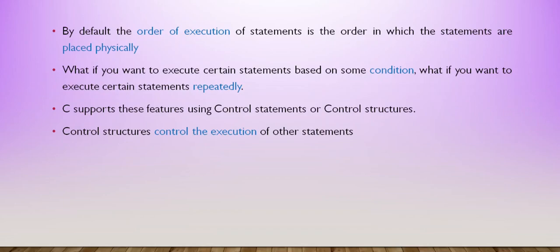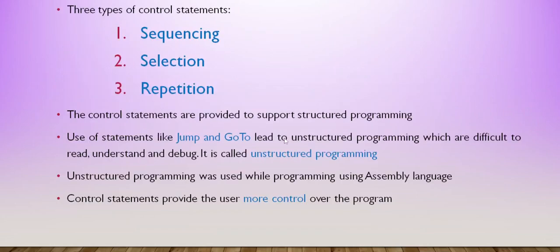Those structures which control the execution of other statements are nothing but the control statements or control structures. They control the execution of other statements. Three types of control statements or control structures are supported. These are the general concepts. They are supported by all programming languages, but different programming languages may support them in different ways.